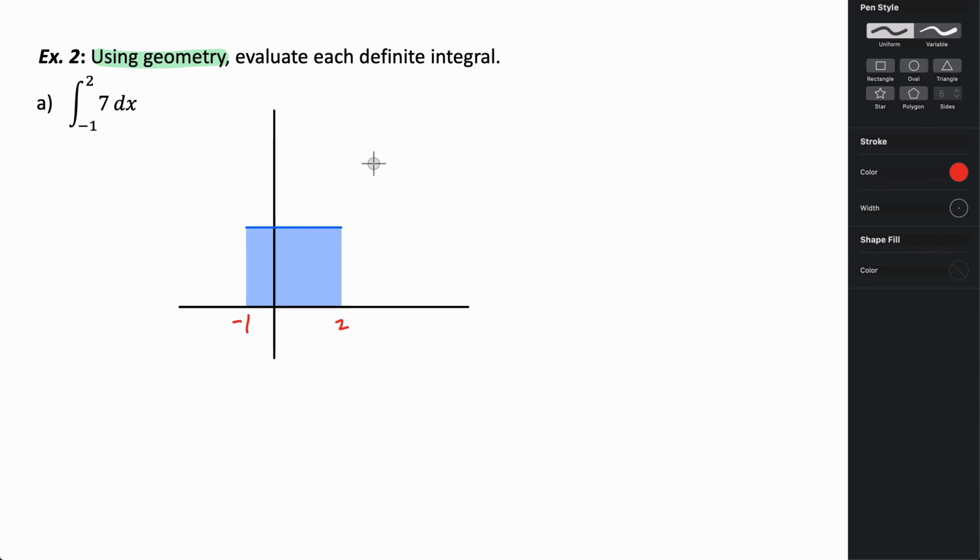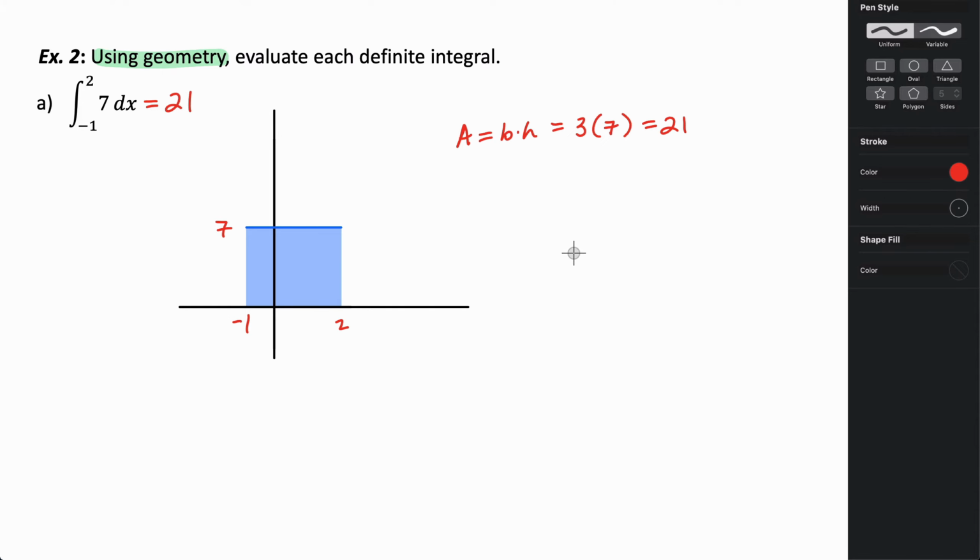In this case, we're just looking at the area of a rectangle, right? And we know that the area of a rectangle is equal to the base times the height. The base is the distance from -1 to 2, which is 3. And our height is the value of our function, y equals 7, so that's going to be 21 square units. So the integral here would be equal to 21.